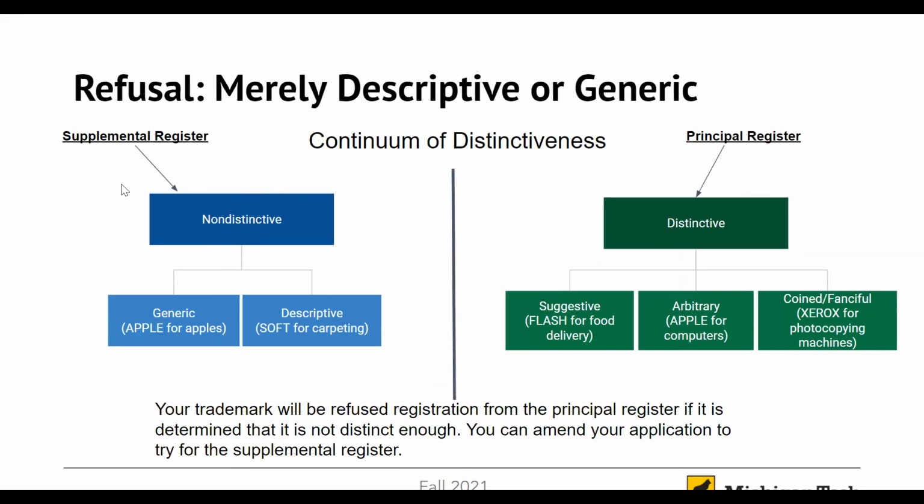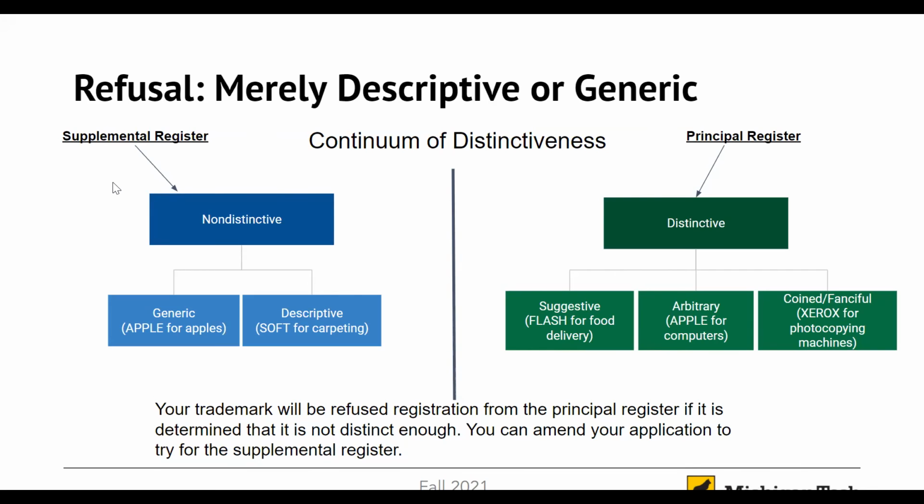Another common ground for refusal is that a mark is merely descriptive or generic. And you might not be able to see this very well, so I'll kind of walk you through it for those of you that are attending in person. So on the blue side, we have marks that are non-distinctive. And on the green side, we have marks that are distinctive. So your mark may be eligible for the supplemental register, even if it is found to be non-distinctive. But in order to make it on the principal register, you have to be distinct.